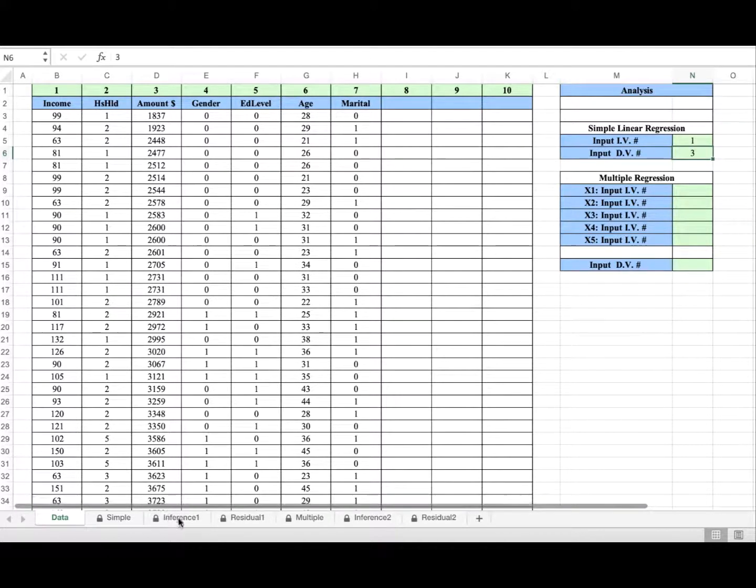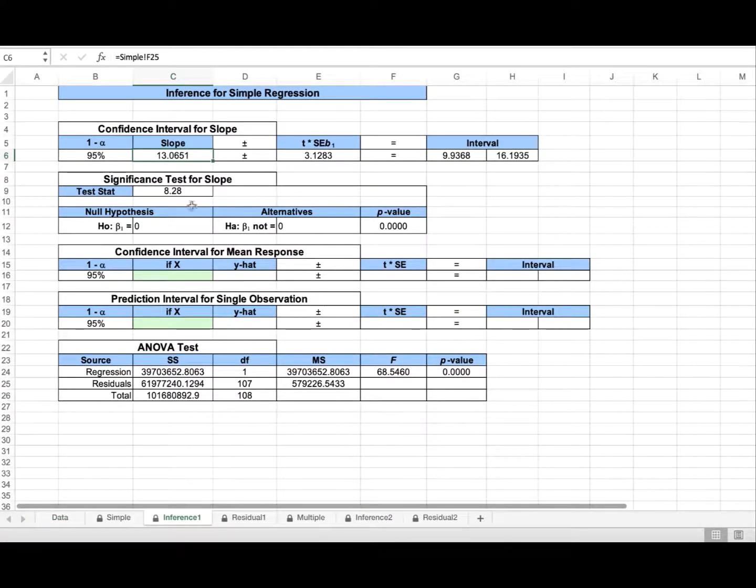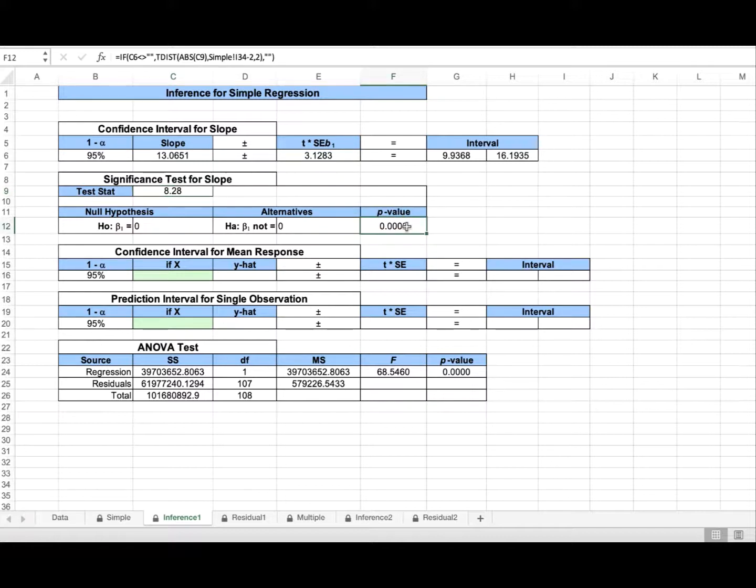Let's try another. We also looked at income, which is variable number 1. Our worksheet tab Inference 1 has our results. We're 95% confident that the true slope is somewhere in this range. Most important, we could see that 0 is clearly excluded from that range. Once again, our t-stat of 8.28 produces a p-value very close to 0. So we strongly reject the null that beta 1 equals 0 and conclude alternatively that there's a true linear relationship between these two variables.